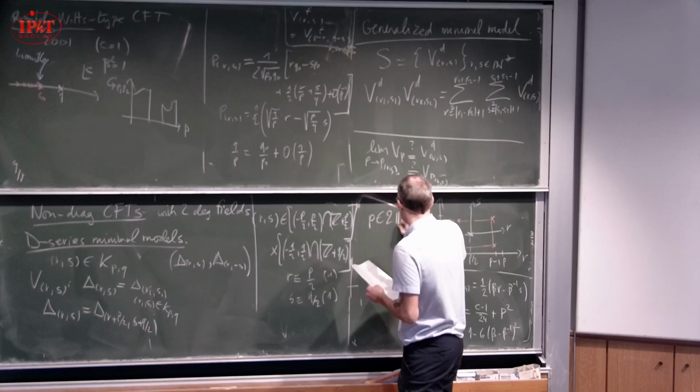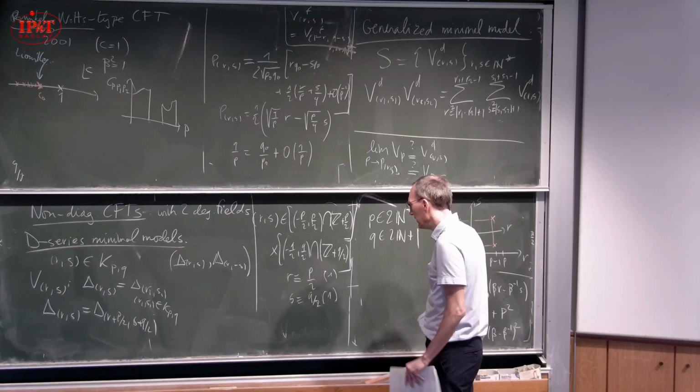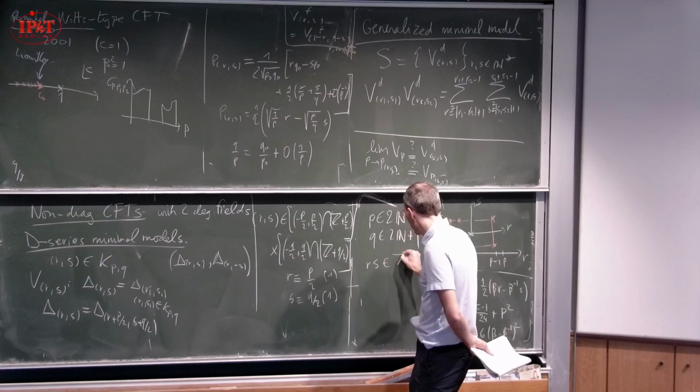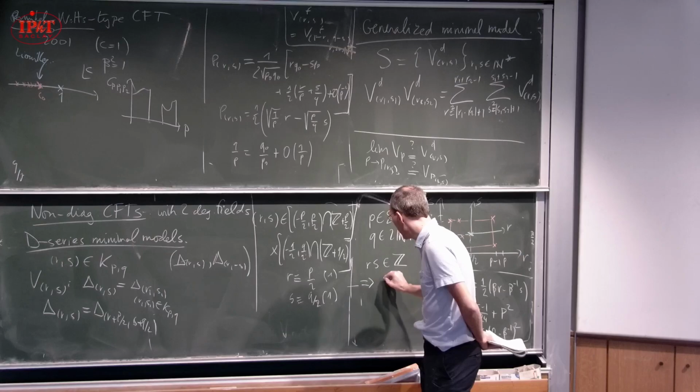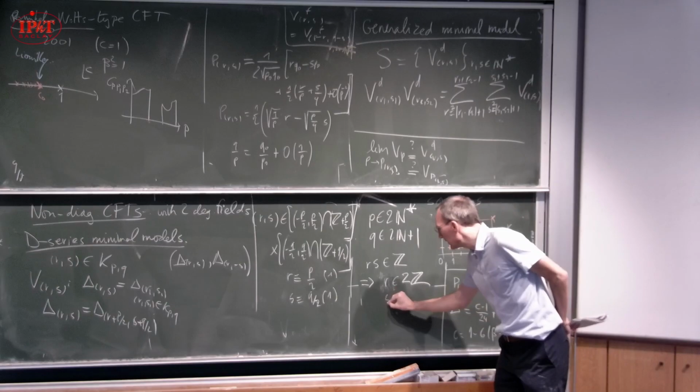Right. And Q, therefore, has to be odd. And then the integer spin condition is that RS belongs to Z. Now, Q being odd, it implies 2R, R must be an even number. And S, of course, will belong to one half plus Z.